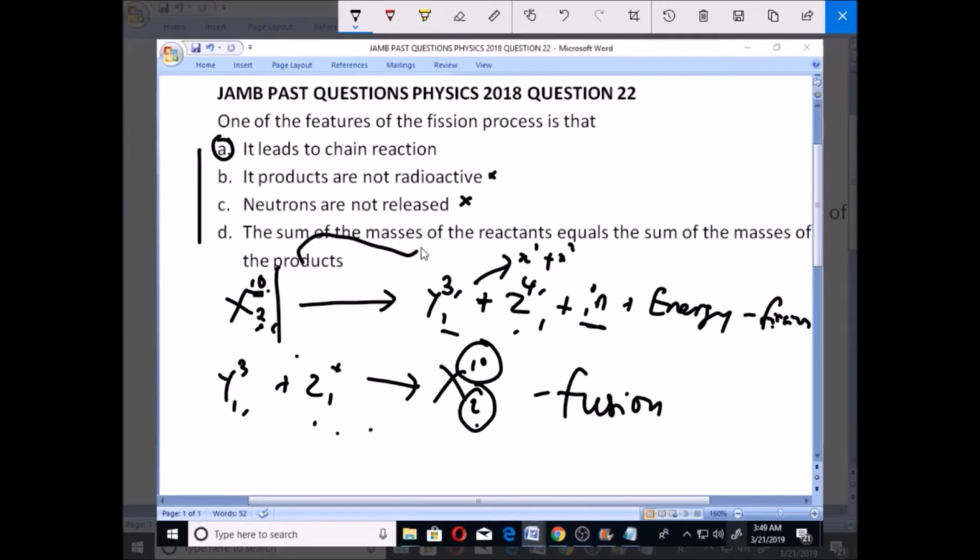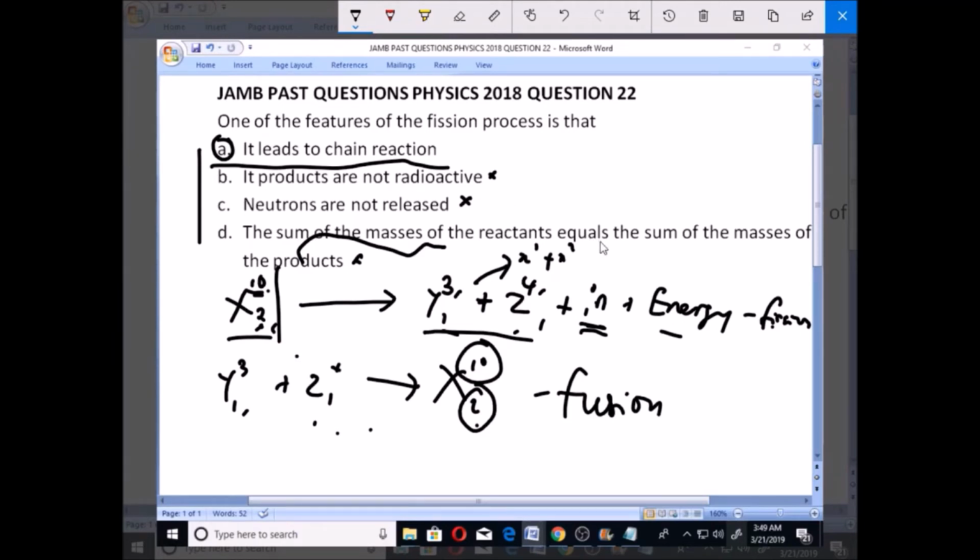Now, the sum of the masses of the reactants equals the sum of the masses of the products. The sum of the masses here is not exactly equal to this because there is the release of other particles like neutrons, and there is the formation of energy. So this is not true. It cannot be equal. So from this elimination method, we'll find out that A is the correct answer to this because, like I said, radioactivity leads to chain reaction, and that is the answer for that.